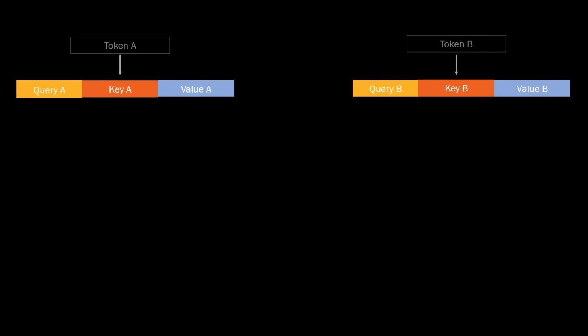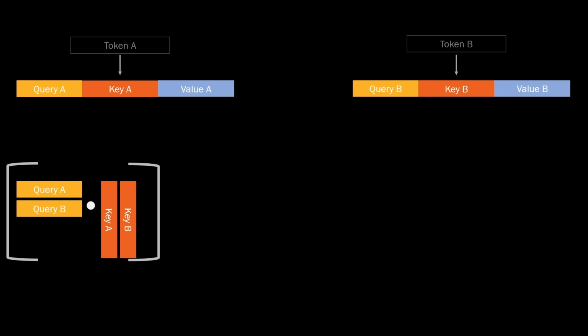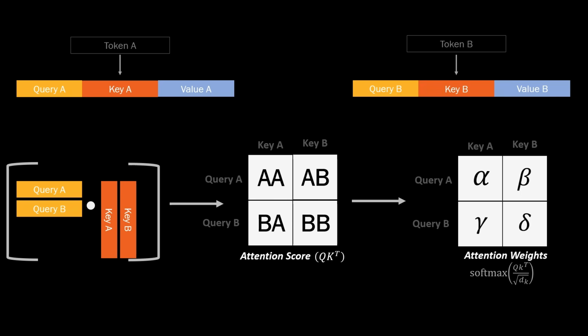Now let's summarize the steps. First, we multiply query and key to get the raw attention scores. Then we scale the scores by dividing by the square root of the key dimension. Finally, we apply softmax to get the attention weights.